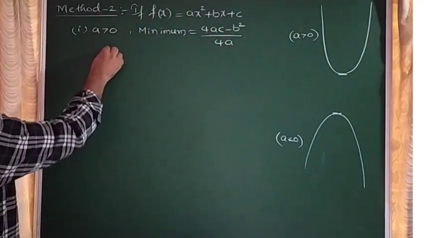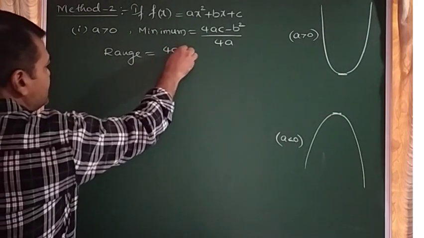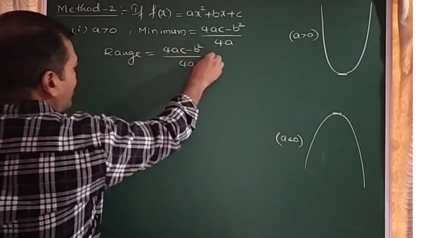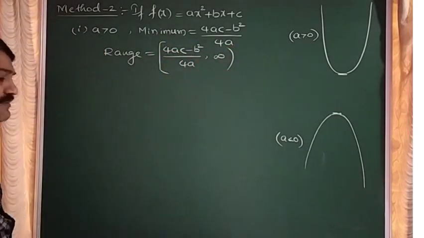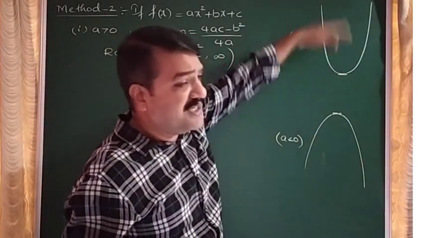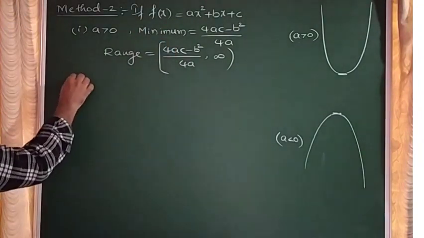Starting from here you can have any value for f of x. So therefore, the range of the function becomes starting from (4ac minus b square) by 4a, you can go up to infinity. There is no limit for the maximum value, but you have the minimum. There is no limit for the higher values of f of x. So this is the range of the function.